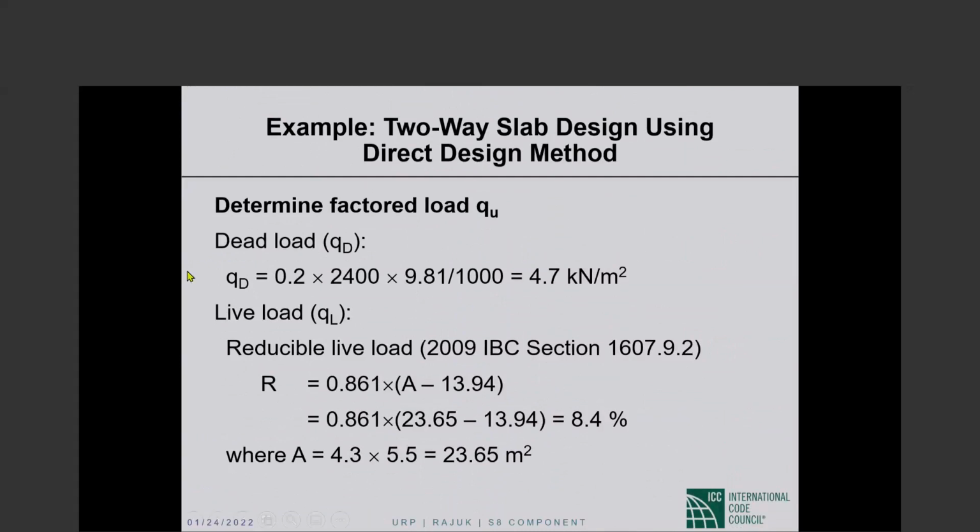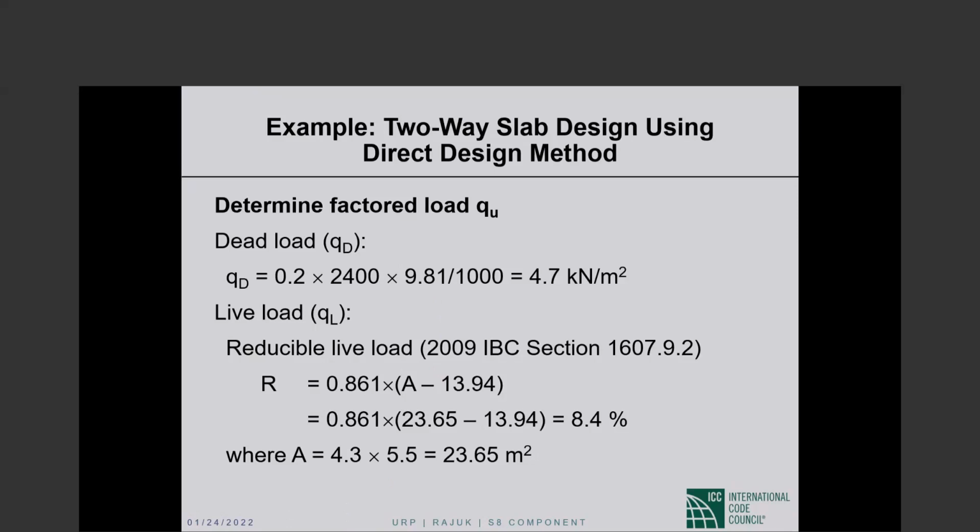Dead load. 200 millimeters is the slab thickness. 2,400 kilograms per meter cubed is the unit weight of the concrete. 9.81 meter per second squared is the value of g. So all of that together gives you 4.7 kilonewton per square meter of dead load.